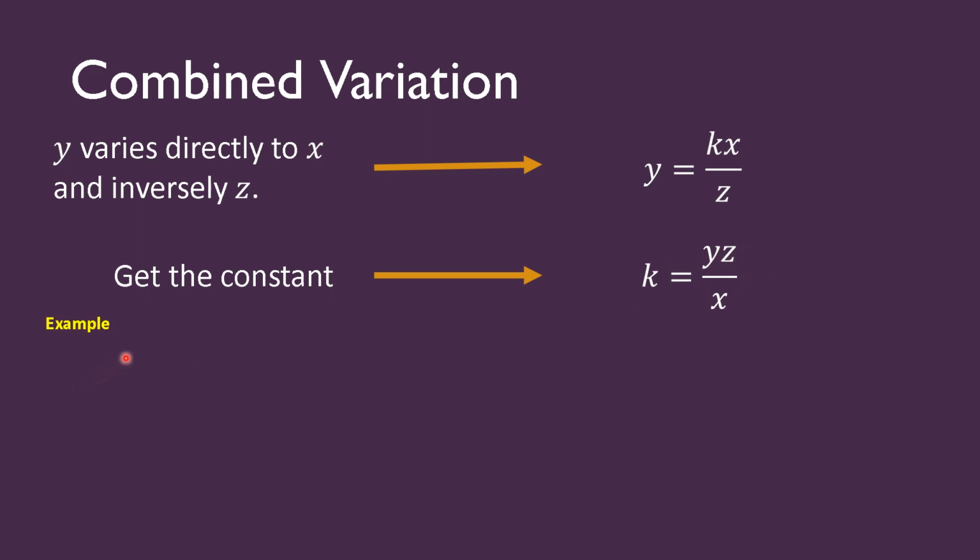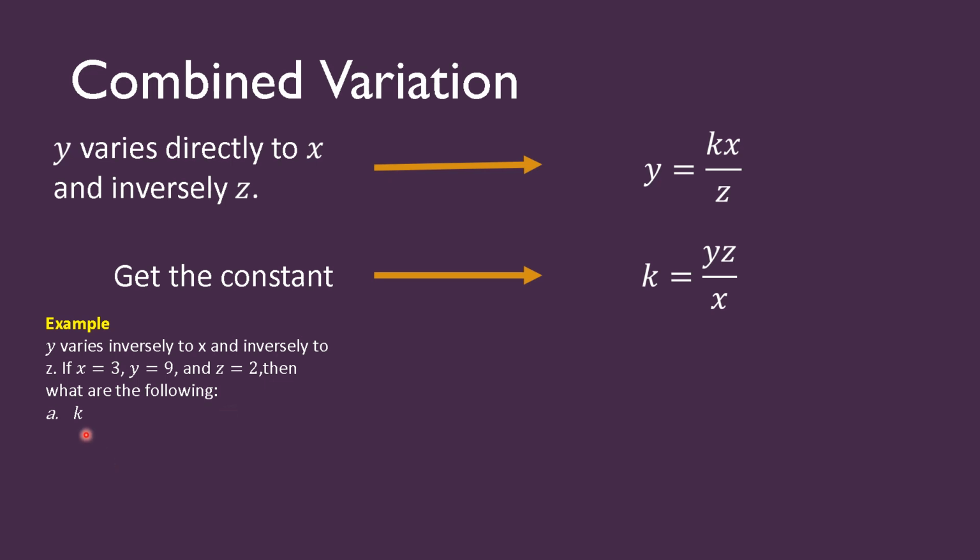Now let's have an example. Y varies directly to x and inversely to z. If x is equal to 3, y is equal to 9, and z is equal to 2, then what are the following? A, the constant. B, if x is equal to 4 and y is equal to 3, then what is z? The last one, C, if y is equal to 8 and z is equal to 6, then what is x?